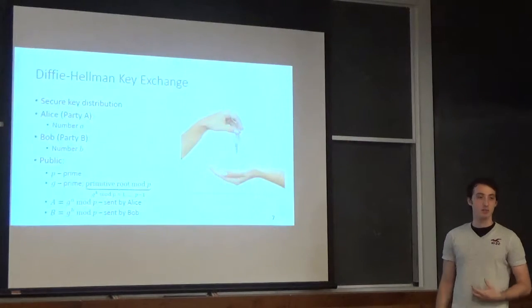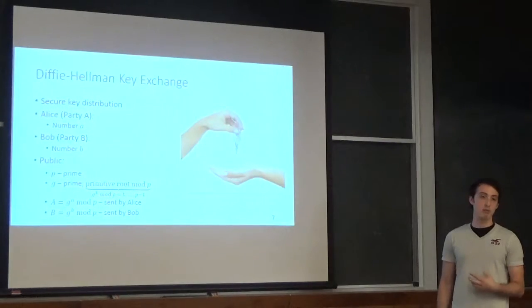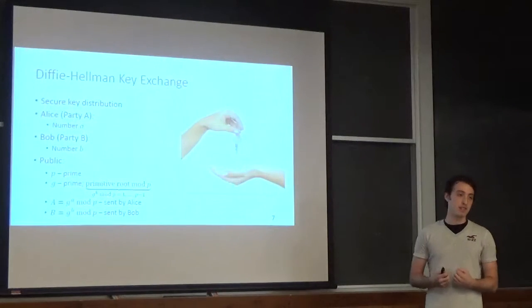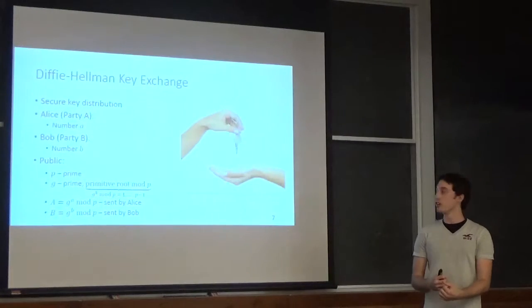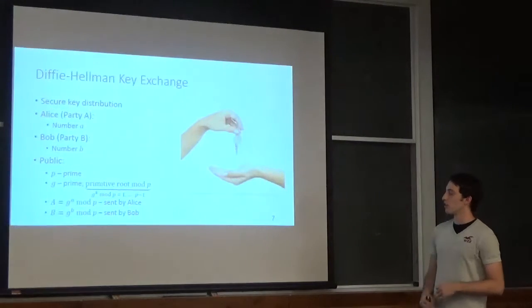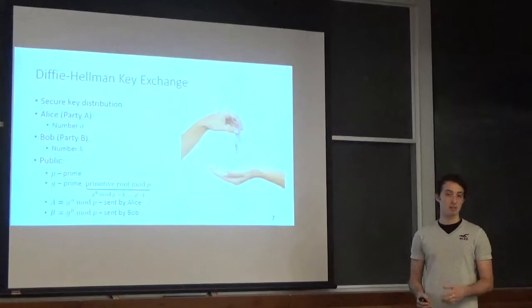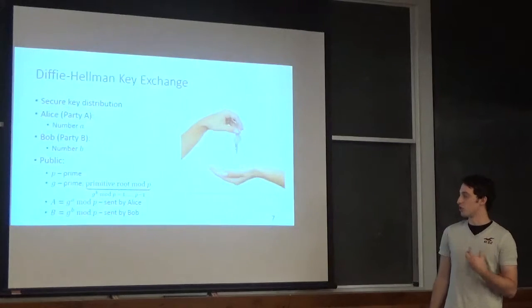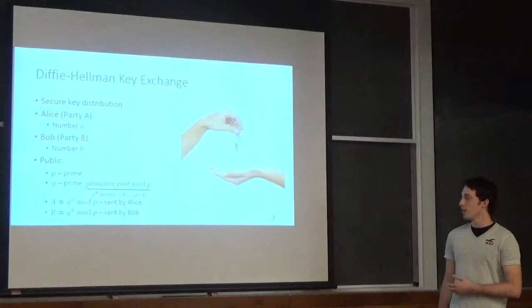So the way the Diffie-Hellman key exchange protocol works is it's a secure key distribution between the two parties, Alice and Bob, where each of them will pick a number, lowercase a and lowercase b, and they will keep these numbers private, and they won't share them over the public channel, and they won't share them with each other. And then publicly, they'll agree on a number p, which is a prime number, and it's typically a very large number chosen randomly. And then they'll pick a number g, which is a generator of p, also known as a primitive root mod p.